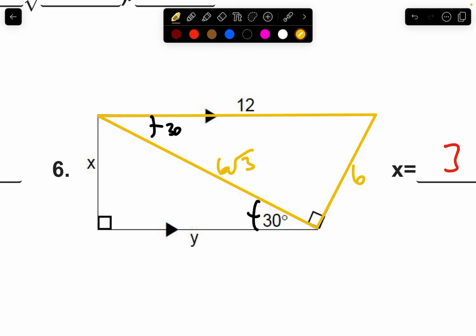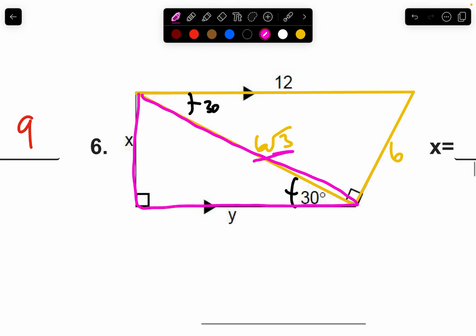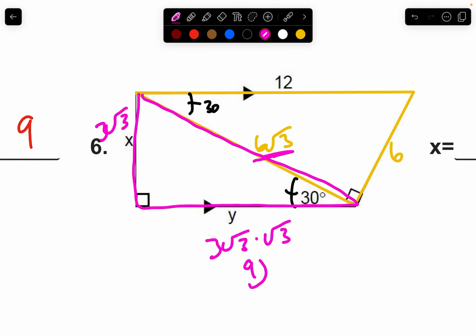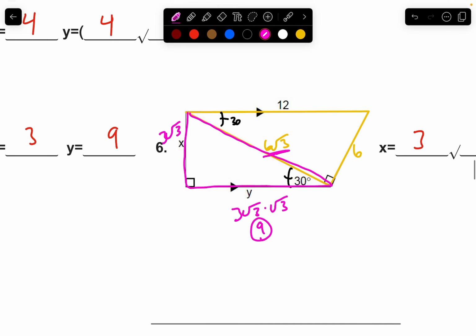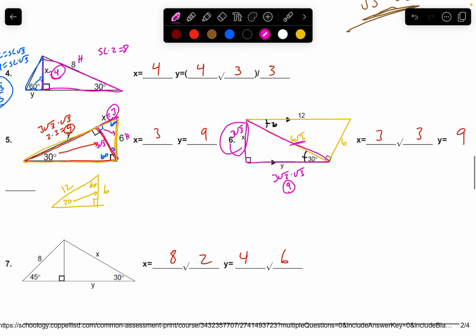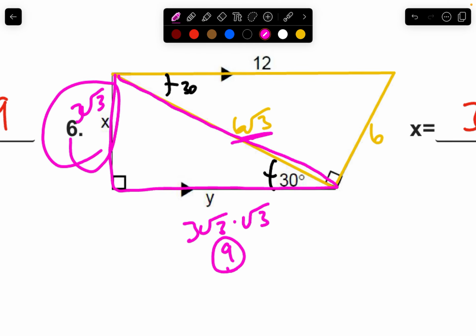Once I've established that, I can shift my focus to the other triangle, another 30, 60, 90, where the hypotenuse is 6 root 3. So divided by 2 would be 3 root 3. And then this would be 3 root 3 times root 3, which we actually just did. That would be 9. So our answers are 3 root 3 and 9 on this one.